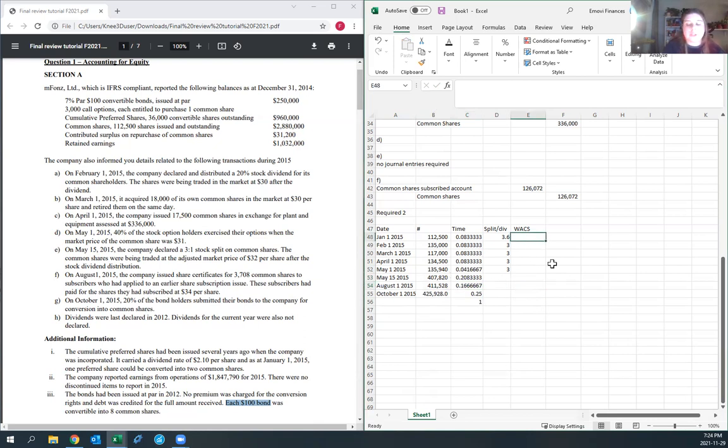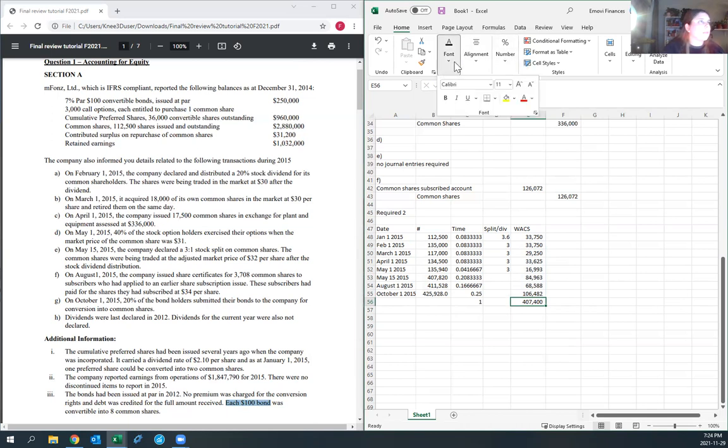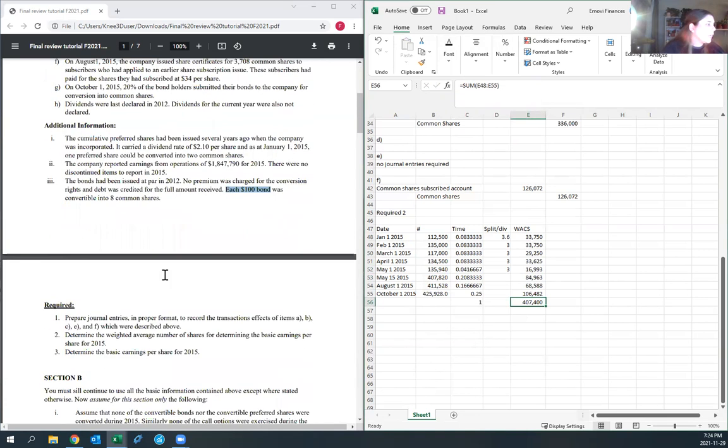And then for the weighted average common shares, I'm going to do the number of shares times the amount of time that they stayed at that number times our split and dividend column. And same thing here. And then I'm going to add everything up to find my weighted average common shares for the year. So it's going to be 407,400. Here. All right, so B is done.